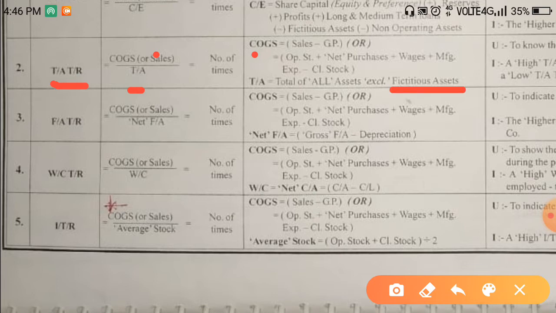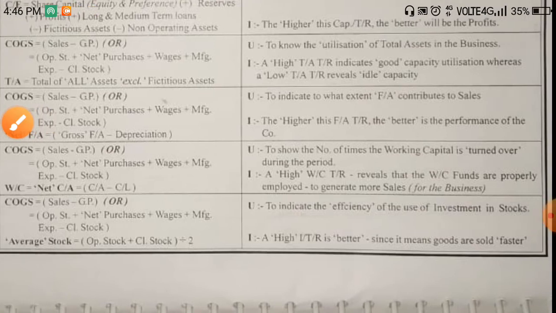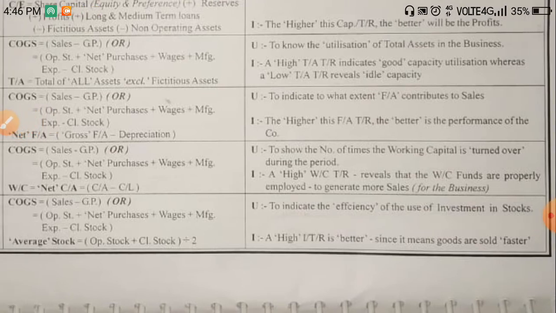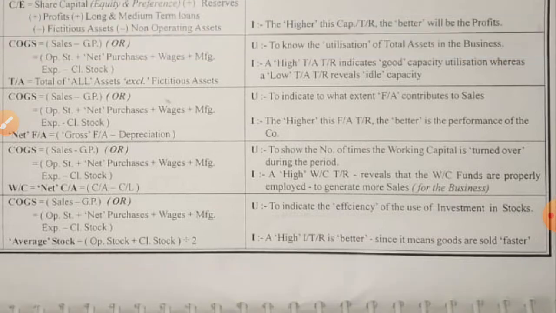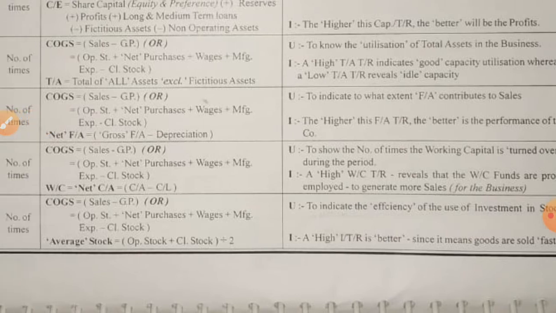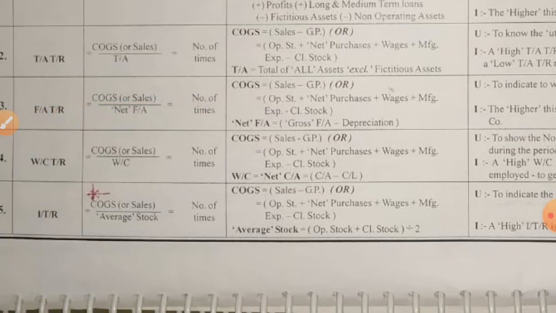Why will it be used? To know the utilization of total assets in the business. How properly the assets have been utilized for business operations, that is known. A higher total assets turnover ratio indicates good capacity utilization, whereas a low ratio results in idle capacity and waste of the assets.